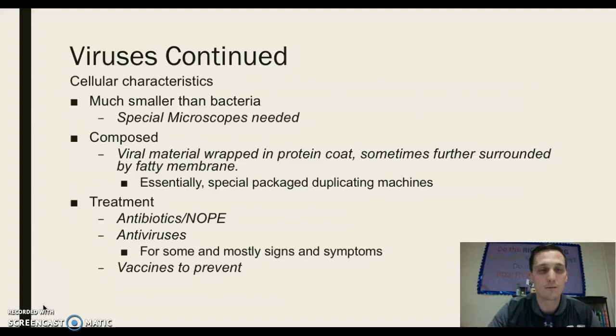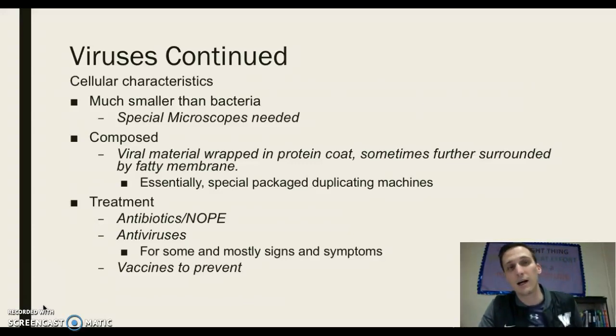Treatment, well, antibiotics, nope, not going to work. There are some antivirals for different viral infections out there, but not for all. And mostly for a virus, you're looking at things that are going to help with the signs and symptoms. It's not actually killing the virus, it's making you feel better. But the virus is still there, you're still contagious. There are vaccines to prevent contracting a virus or becoming infected with a virus, but again, you must have the vaccine prior to becoming infected.